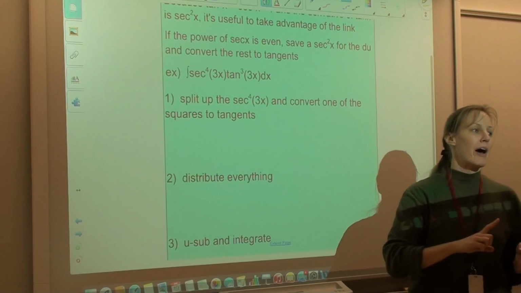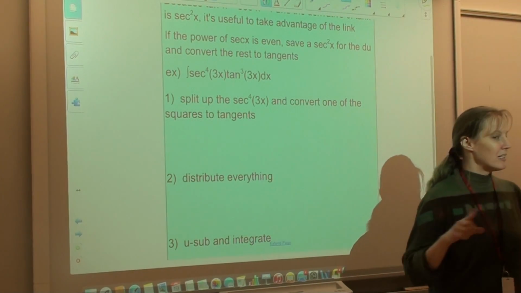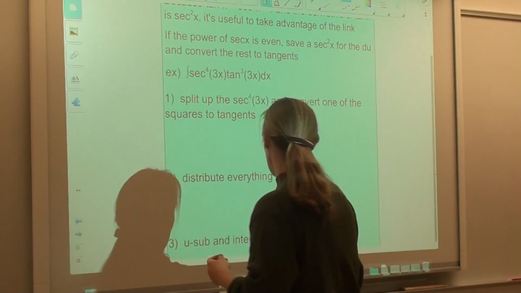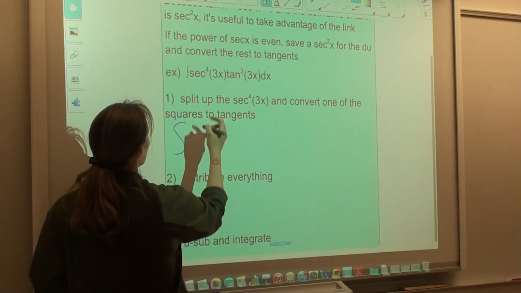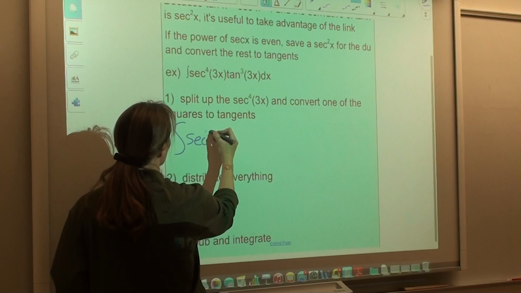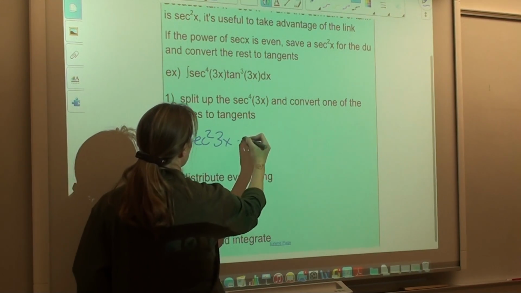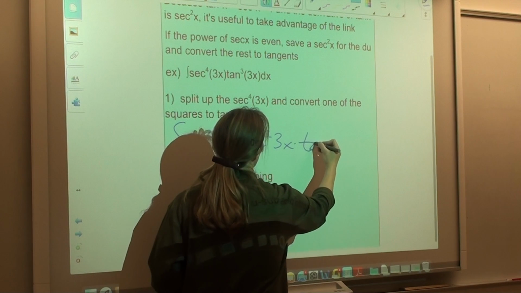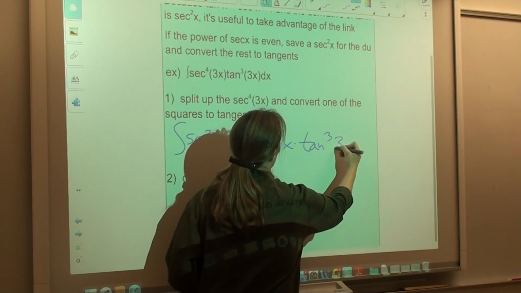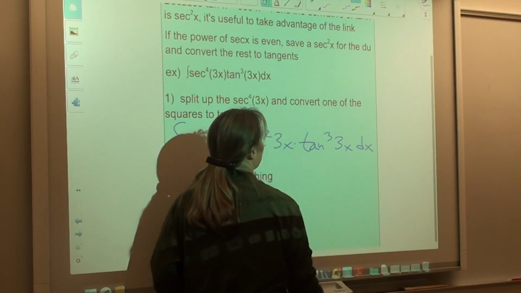If you can pull out a secant squared, that's usually your best bet, right? So for this one, we're going to pull out a secant squared. So we have secant squared times secant squared times tangent cubed dx.